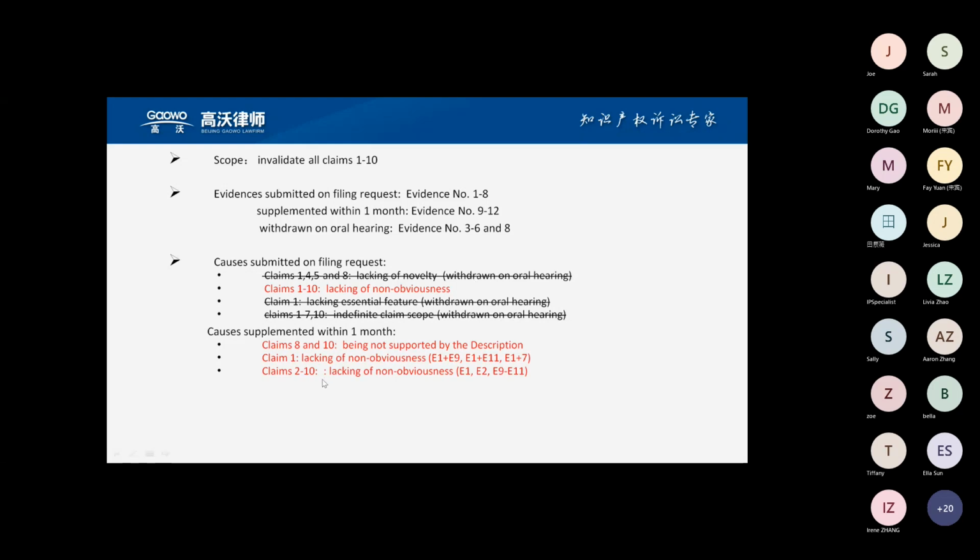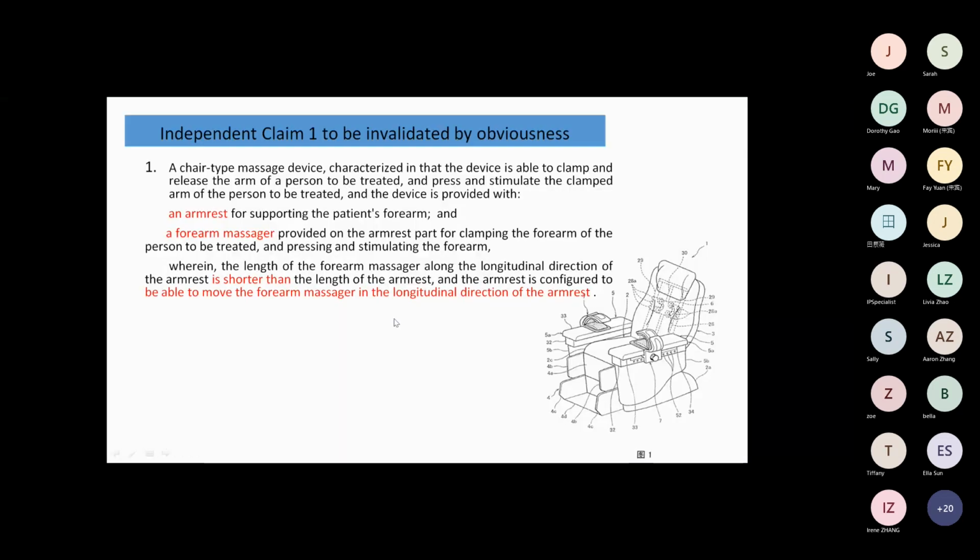Yeah, for claims 2 and 10, the dependent claims just use further evidence to combine with the evidence for claim 1. Okay, next I'll introduce how the invention works, the technical solution of claim 1.